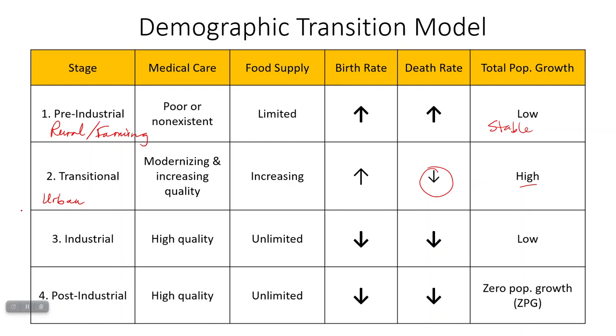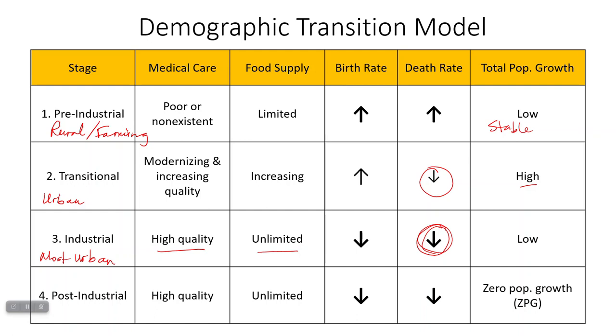And in the industrial stage, you're mostly urban or more urban. You have high quality medical care, which dramatically decreases your death rate. You also have an unlimited food supply, which decreases your death rate as well. But the birth rate has started to fall, so you don't tend to have high population growth at that point. We're going to talk in future slides about each of these stages and the reasons why the birth and death rates change the way they do.